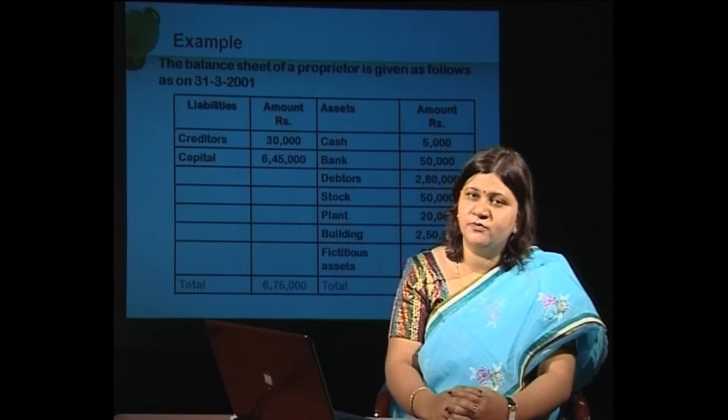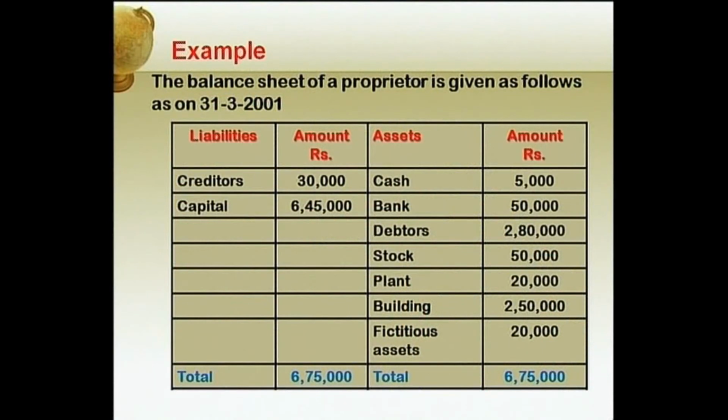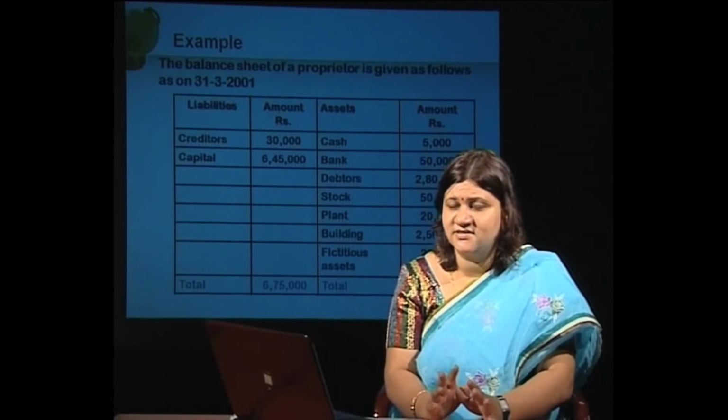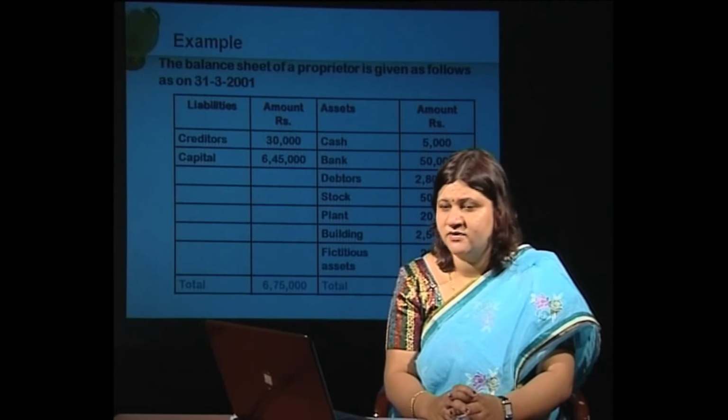Here, first of all, we will move towards the liability side, where the information in relation to creditors of 30,000 and the capital of 6,45,000 is being given to us. They are aggregating to be rupees 6,75,000. Then on the asset side, the details are cash 5,000, bank 50,000, debtors 2,80,000, stock 50,000, plant 20,000, building 2,50,000, and fictitious assets are given as 20,000. Aggregating them, we are getting the total as 6,75,000. So, our assets and liability sides are matching up and they are given in detail.